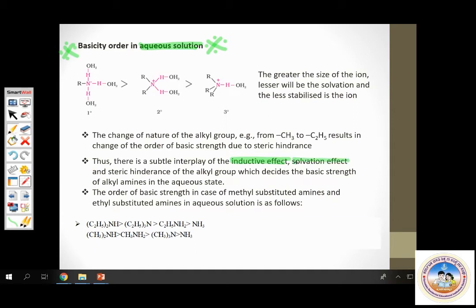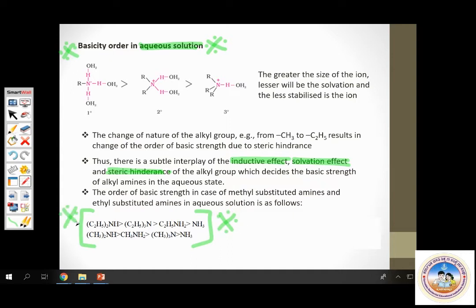And then you have steric hindrance. All these three factors put together will give you this order. This order is very, very important. You have to remember this order. A lot of questions are asked.